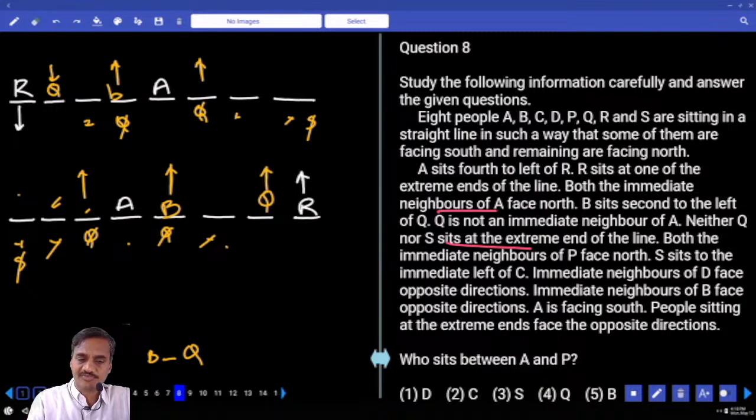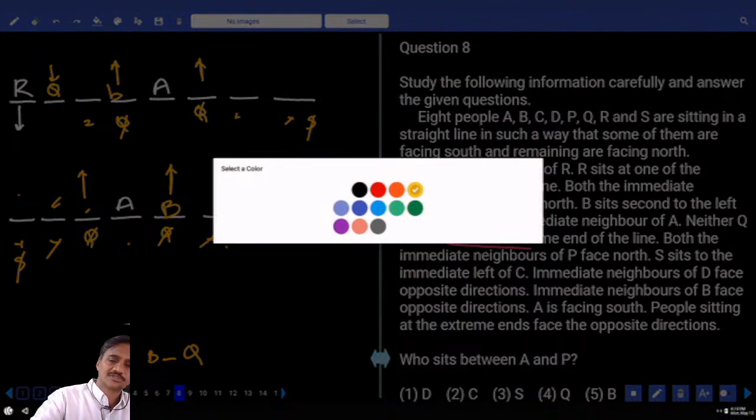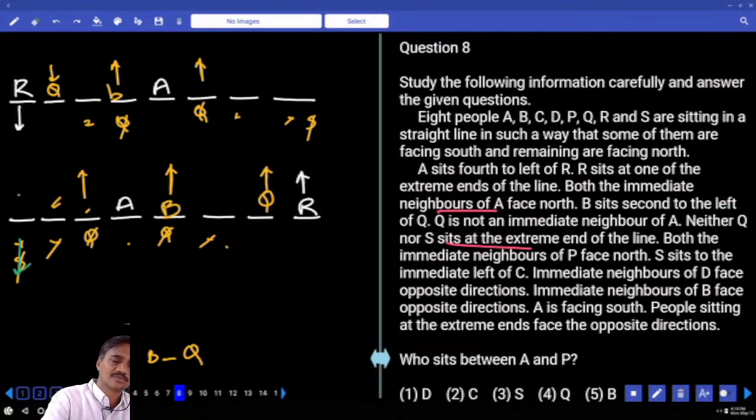Immediate neighbors of B face the same direction. People sitting at the extreme ends face opposite directions, so the extreme ends are opposite to each other. This person must be facing which direction? This person is facing towards north.